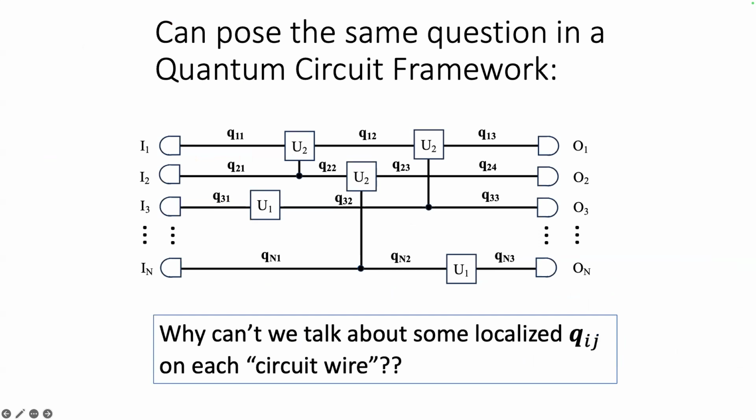Why can't I ask what's happening on every quantum wire here? So you got some generic circuit. You got your 1 qubit gates, your 2 qubit gates. Why can't I say, okay, what's happening on this wire? What's happening on this wire? What's happening on this wire?